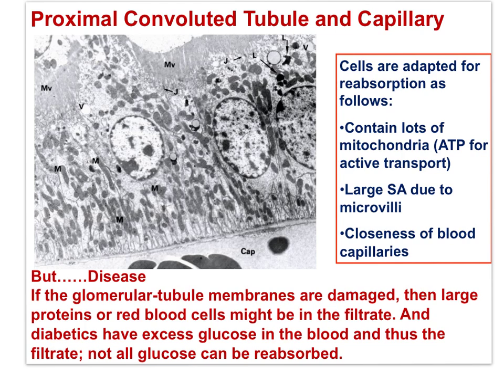Now, in healthy individuals, the urine is free of glucose, large proteins, or red blood cells, but disease exists. If the glomerulus or tube membranes are damaged, then large proteins or red blood cells might be in the filtrate. And diabetics have excess glucose in the blood and thus excess glucose in the filtrate. In other words, not all the glucose in diabetics can be reabsorbed.